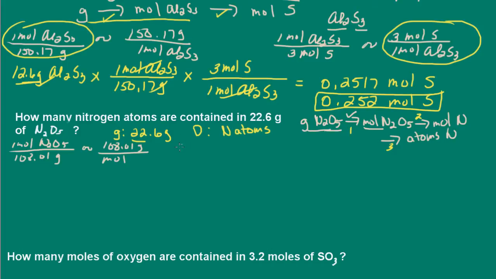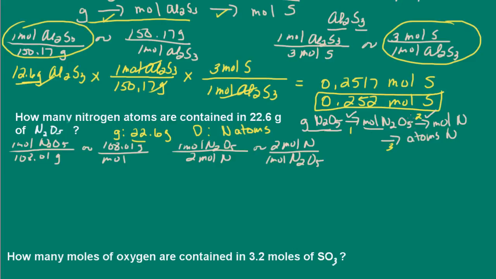So for 1 mole of dinitrogen pentoxide, we have 2 moles of nitrogen atoms, or I can write it as 2 moles of nitrogen atoms for 1 mole of dinitrogen pentoxide. Okay, so I've taken care of conversion number 2.